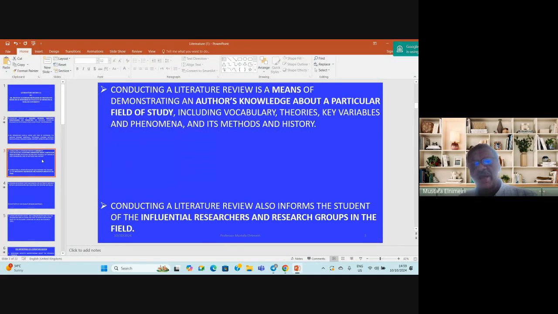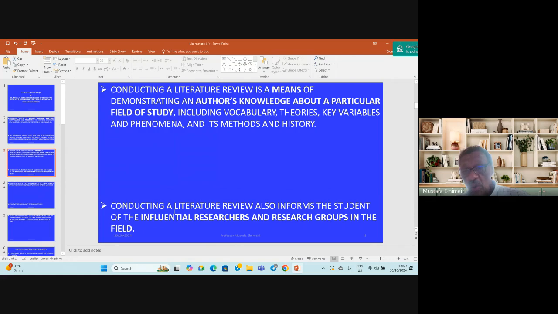The other aspect is that conducting a literature review is a means of demonstrating the author's knowledge about a particular field of study, including vocabulary, theories, key variables, phenomena, species, and history. This is very important because it is comprehensive. You go over the topic and try your best as an investigator to gain in-depth understanding of the research topic and master all the different dimensions of the topic.